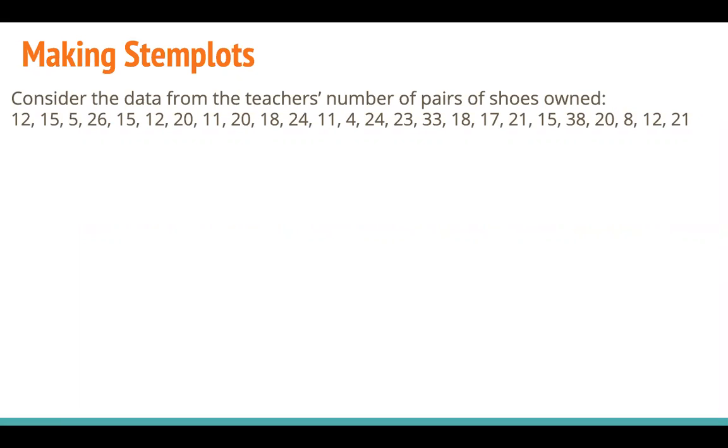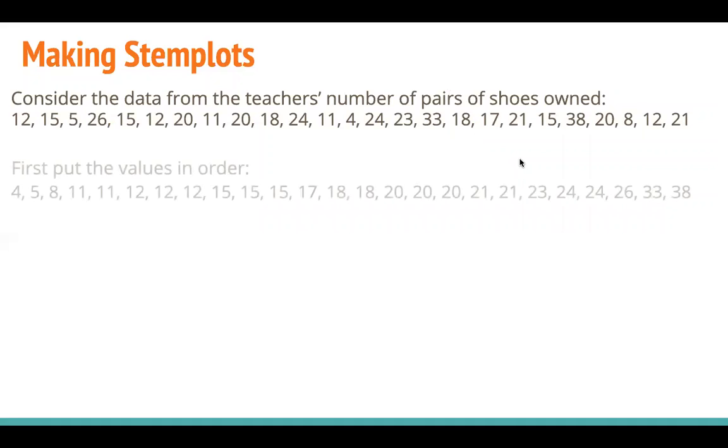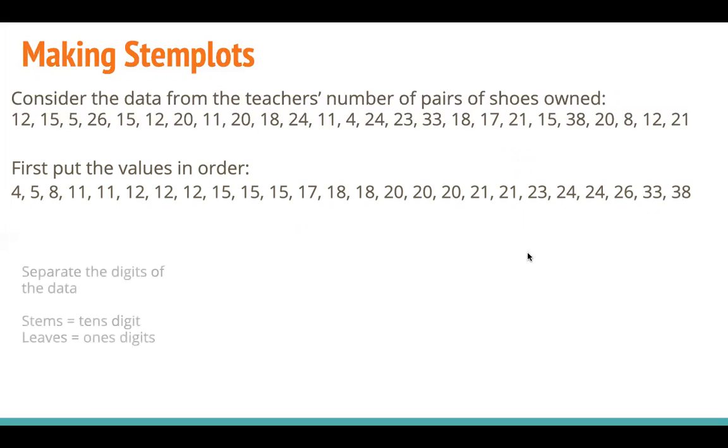So we're going to look at data that I collected from teachers on how many pairs of shoes they own. So I sent out an email, I got back this data, and here's the raw data, kind of how it came to me. The first thing to do to make a stem plot by hand is to put them in order, smallest to largest. So there is someone with 4 pairs of shoes, and then there is a teacher with 38 pairs of shoes. So I have min and max right there.